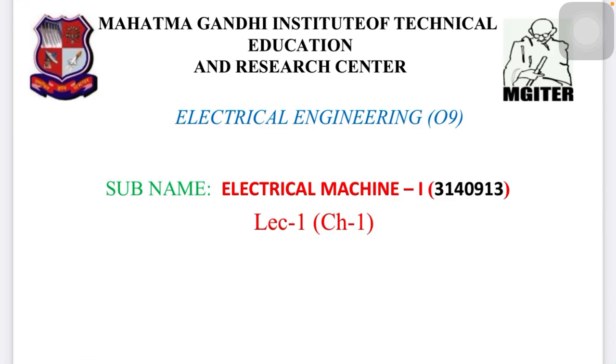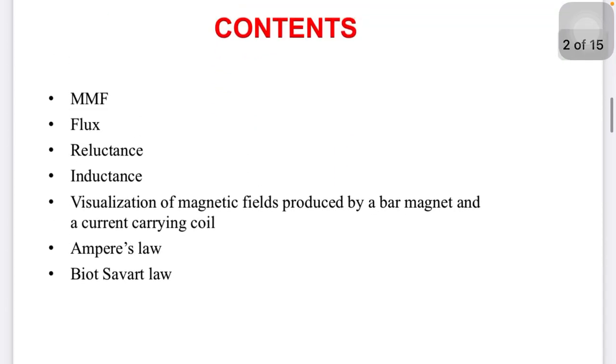Today, we are going to learn about some important terms regarding machines, chapter number 1. So let's begin. The important terms are MMF, that is magnetomotive force, flux, reluctance, inductance, visualization of the magnetic field produced by bar magnets and the current carrying conductor coil, and two important laws, that is Ampere's law and Biot-Savart law.